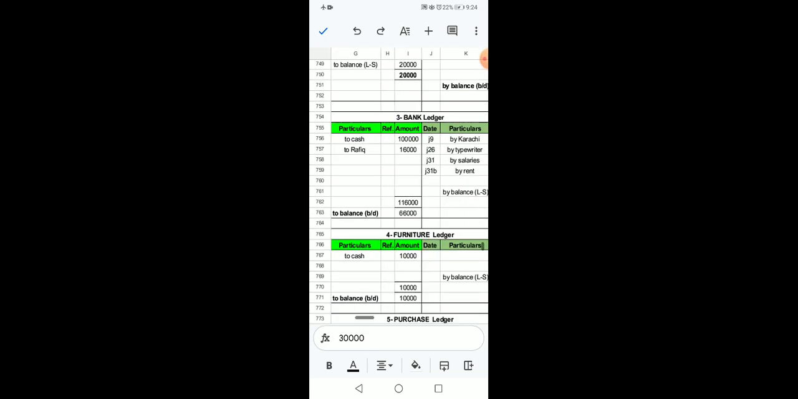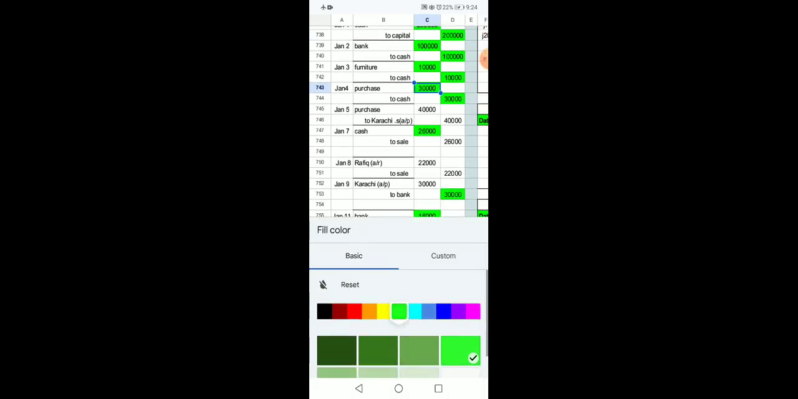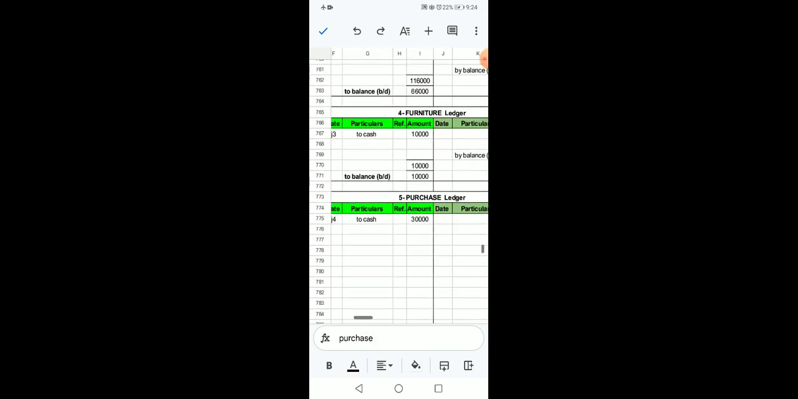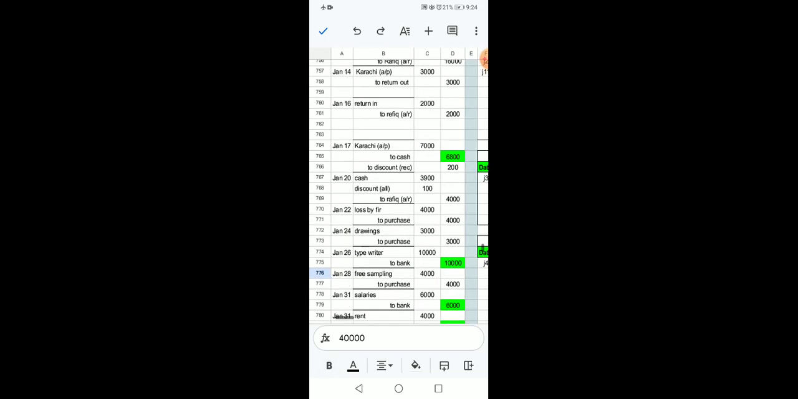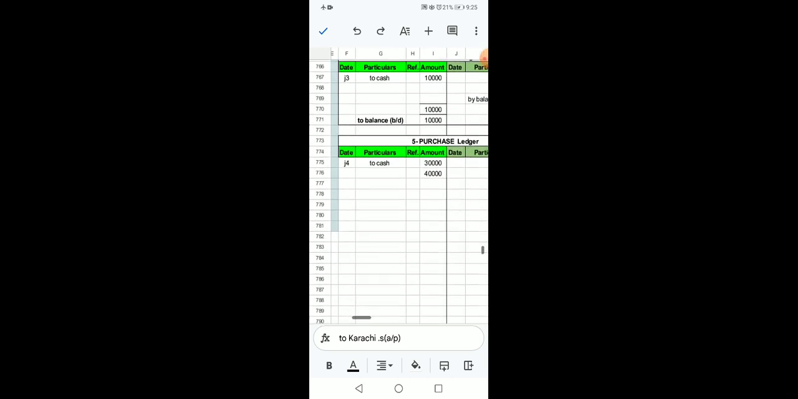January 5th was having purchase. Okay, the January 4th 30,000 entry we have already posted, so mark it as done. And next, January 5th, yes, purchase is present, debit side 40,000, so you will be posting 40,000 on the debit side. And see its reference for 40,000. What is written on the opposite side? Karachi. So you may write Karachi in the reference column.